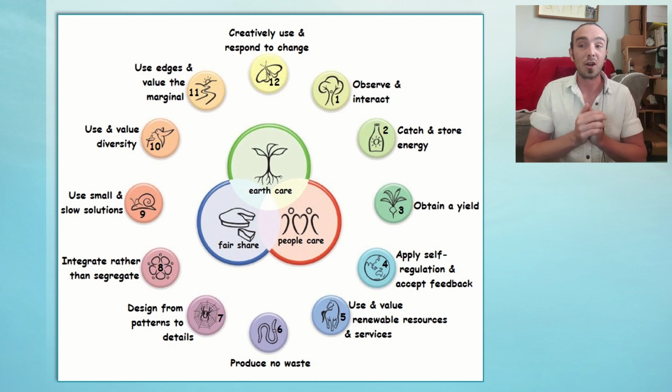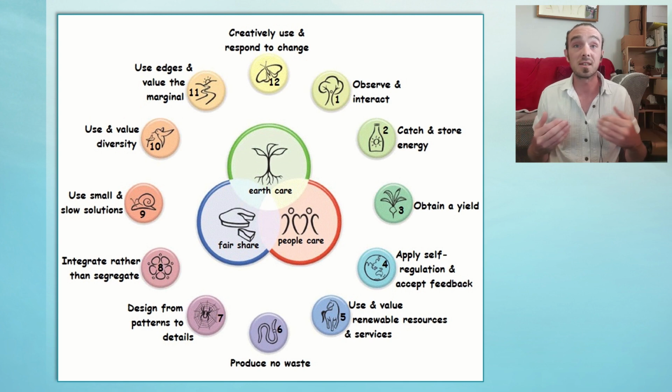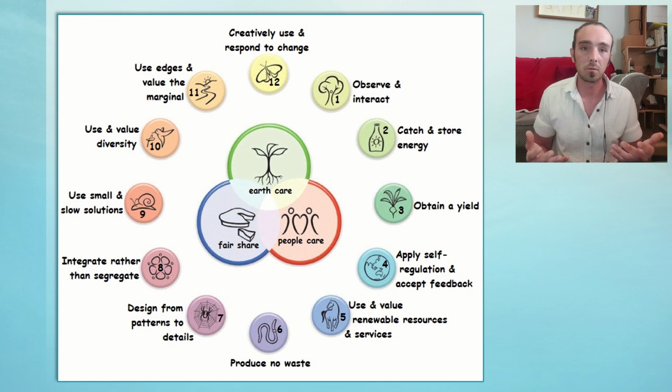Right, number 5, use and value renewable resources and services. This is a picture of a horse, and that's because of 2 things. We can look at a horse as a way for the next 15 or 20 years, depending on the life of the horse, for us to get around. We can use it as transport. We can also make use of it as a cart pulling animal, so it can pull a cart around, it can pull a plow.